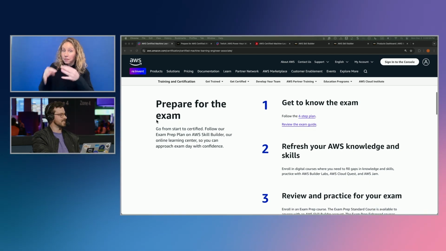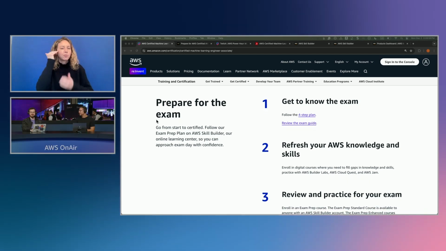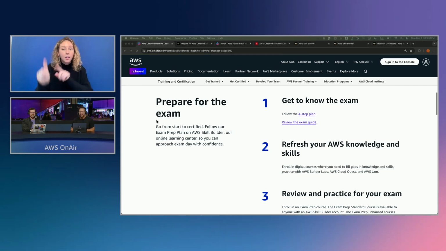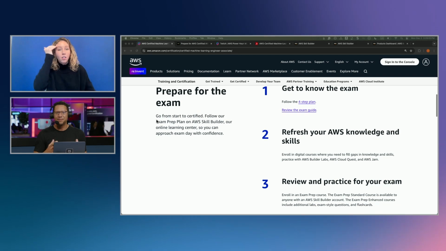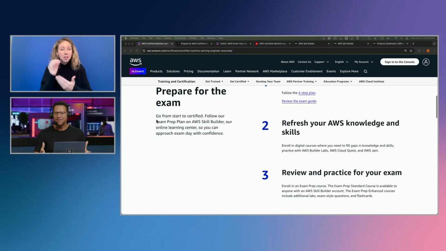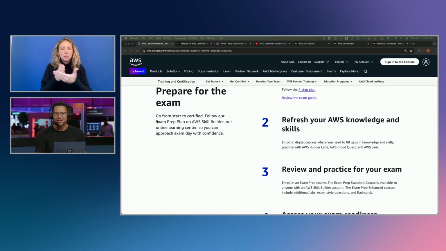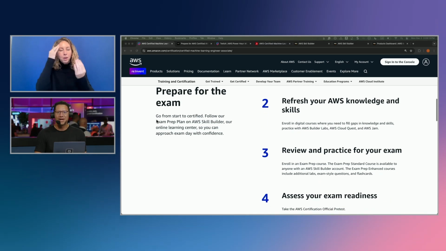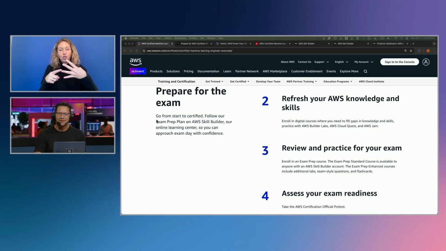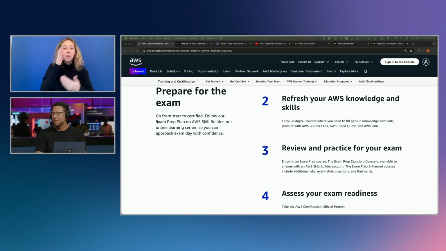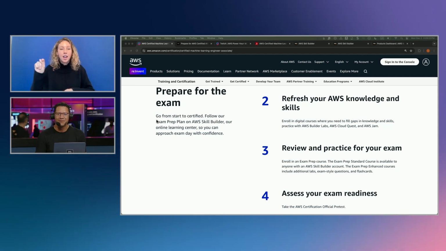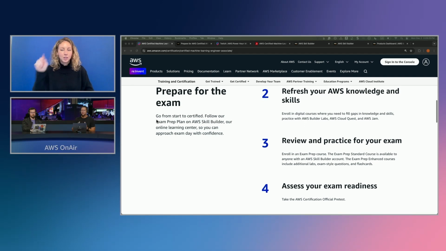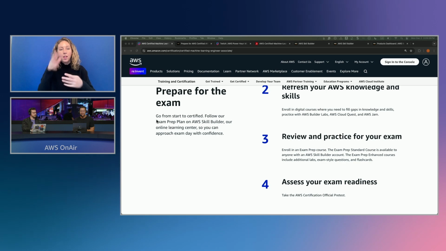Sure. Step number one, get to know the exam and the exam style questions. That's what I'm supposed to say up there. Step number two, refresh your AWS knowledge and skills. Really good to do that with some hands-on practice. Absolutely, I recommend that, so you can reinforce the information that you're learning. And then step three, review and practice. So you go through step two, you get that hands-on experience, maybe do some labs. We have Builder Labs that can help you with that. We also have CloudQuest that can help with that too, and we'll show some of those options here in the four-step plan. And then step number four is to assess your exam readiness with the official practice quiz or practice exam.